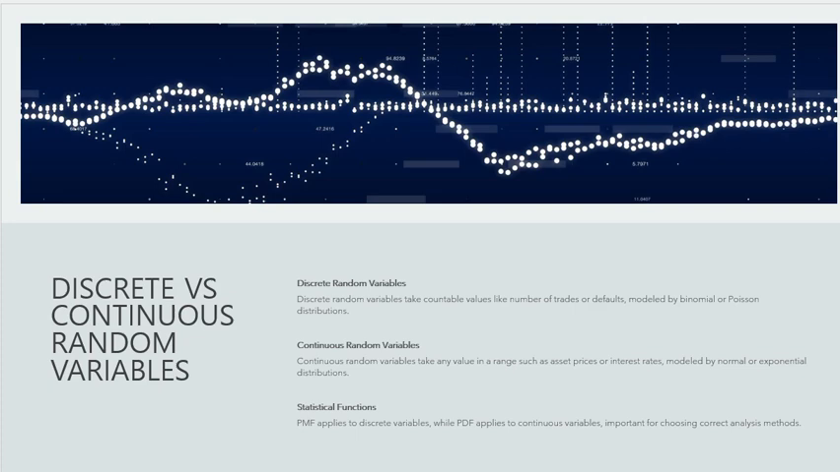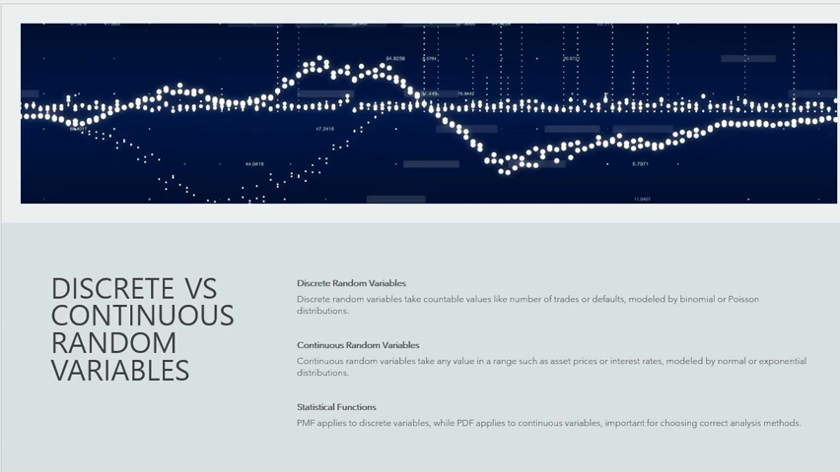These are typically modeled using distributions such as the binomial and the Poisson distribution. So while working with discrete random variables, we use distributions such as the binomial and Poisson distribution. On the other hand, a continuous random variable can take any value within a continuous range. Examples include asset prices, interest rates, or returns, which are often modeled using continuous distributions like the normal or exponential distribution. So for continuous variables we use the normal and exponential distribution, and for discrete variables we use the binomial and Poisson distribution.